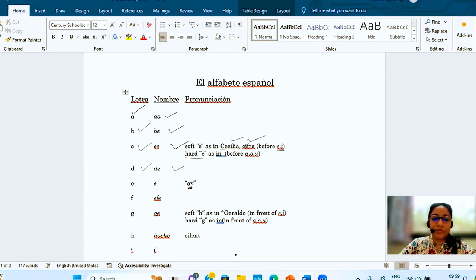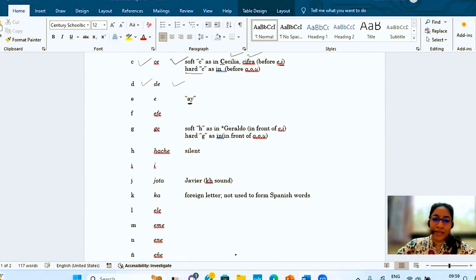Elefante. The next one that we are looking at is G. Now, in Spanish, again, just like C, we have two sounds associated with this letter. When it comes with E or I, there's a soft H sound. Soft H. What do I mean by that? Let's look at this word. In English, we'd say Geraldo. In Spanish, it is Heraldo.